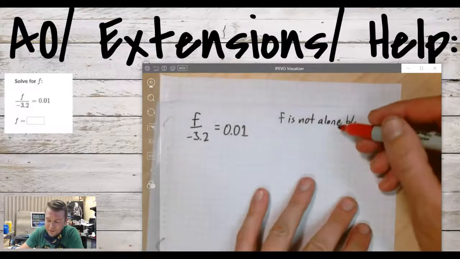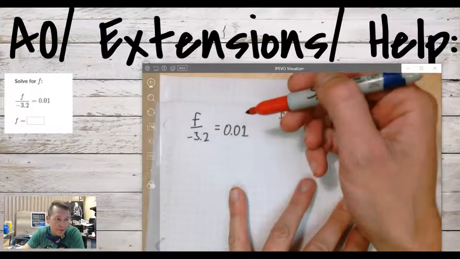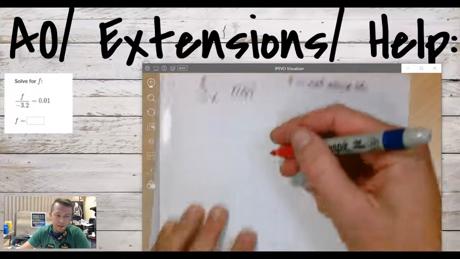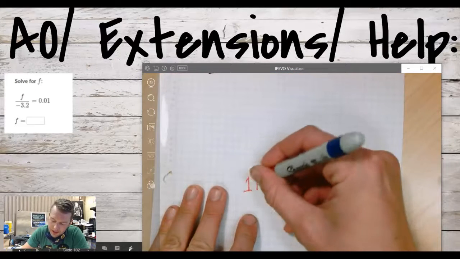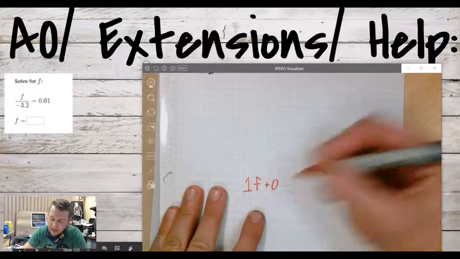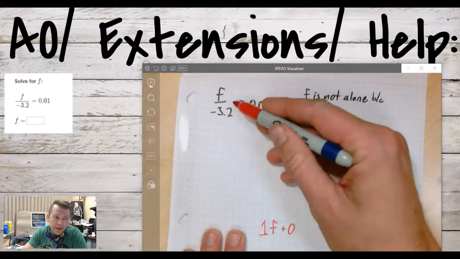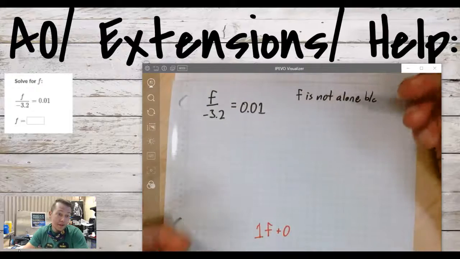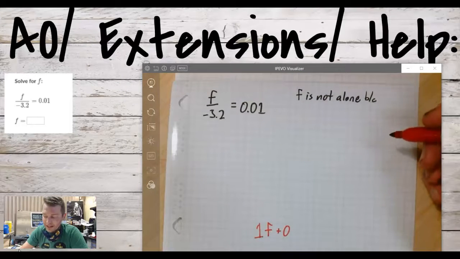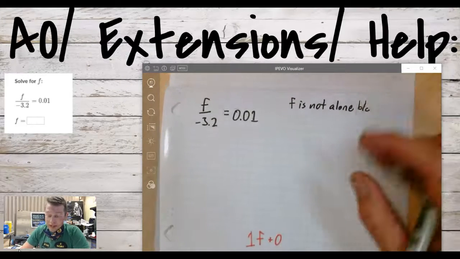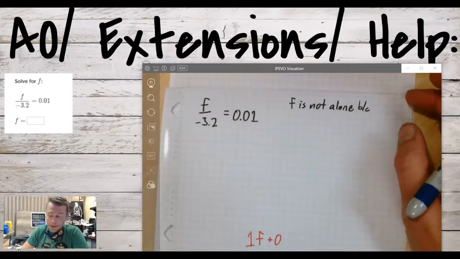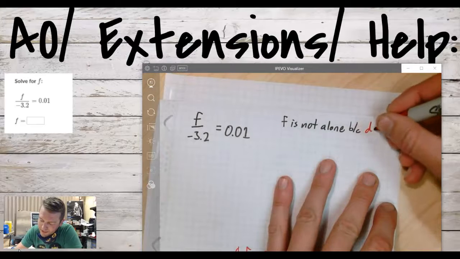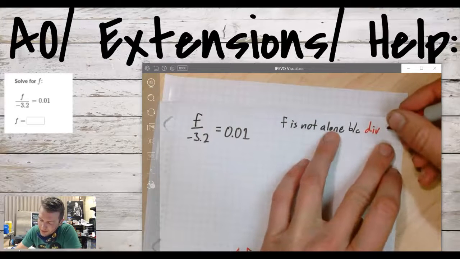So why is f not alone, right? When we're asked to solve for f, we're really asking, what would the value of 1f be? So we want to remember that our end goal here is to isolate 1f and not be added by anything. So right now f is not added or subtracted by anything, it is just multiplied or divided, because we said multiplication and division are essentially the same operation. If you aren't one of my students and don't know what I'm talking about with that, maybe I'll make a video at some point. But f is not alone because it's being divided by negative 3.2.